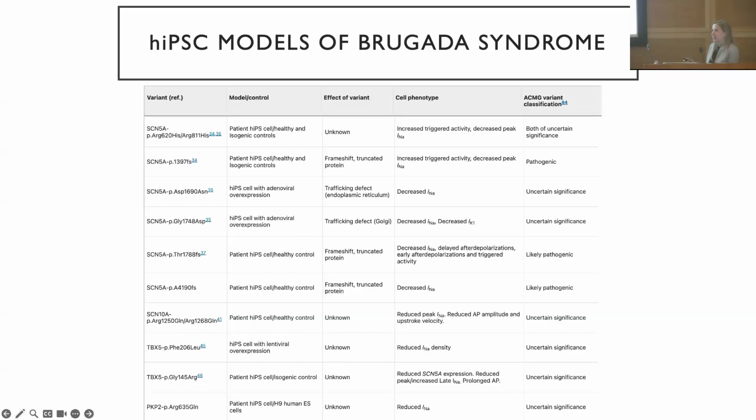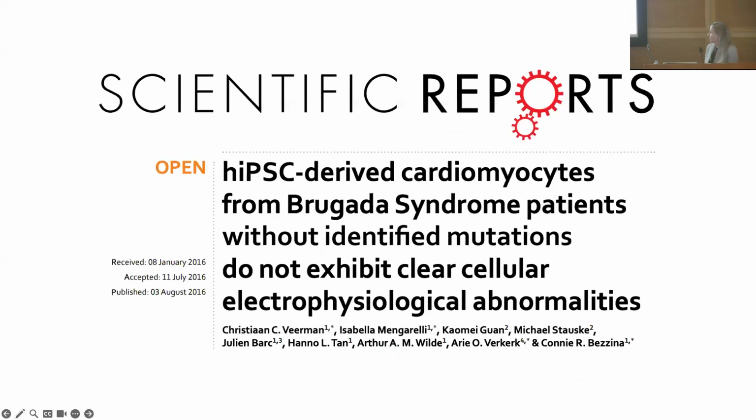But then the flip side of that is, well, if we know that this is polygenic, why don't we just take iPS cells from these patients without variants, make cardiomyocytes from them, and model Brugada syndrome? And some people have already tried to do that, and it turns out there's nothing wrong with the cells. So this is a paper from the group of Connie Bazina, who's been very important in the inherited arrhythmia field. And they made, I think there were 4 lines in this paper from patients with clear Brugada syndrome, no variant identified in SCN5A.